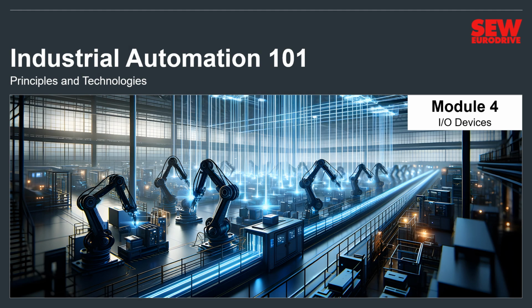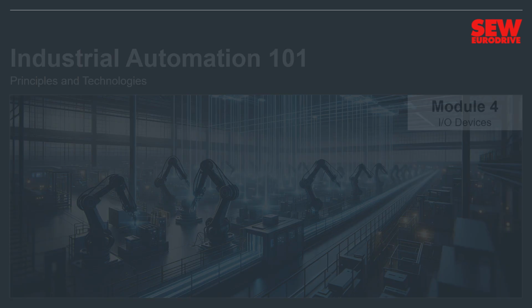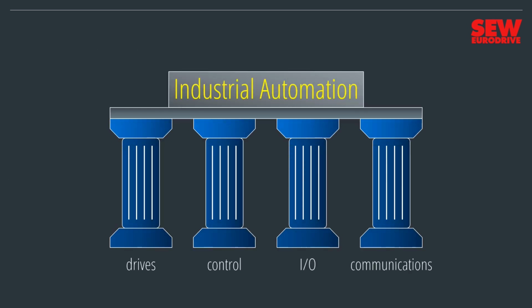In the last two modules, we examined drives and their specialized I/O devices, encoders. It's now time to move on to examining input-output devices in general. They're the third pillar of industrial automation and a very important one. Without I/O devices, controllers and drives couldn't monitor their environment, nor could they issue or receive commands. This topic is very broad and complex, so we're going to focus on the highlights rather than trying to be exhaustive. Let's get started.